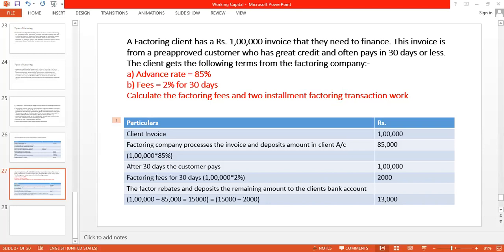So once the factor receives this invoice of 1 lakh, he will immediately give you 85%. So this is 85,000 rupees. 1 lakh into 85%, that is 85,000 rupees, will be given to the company, the client.